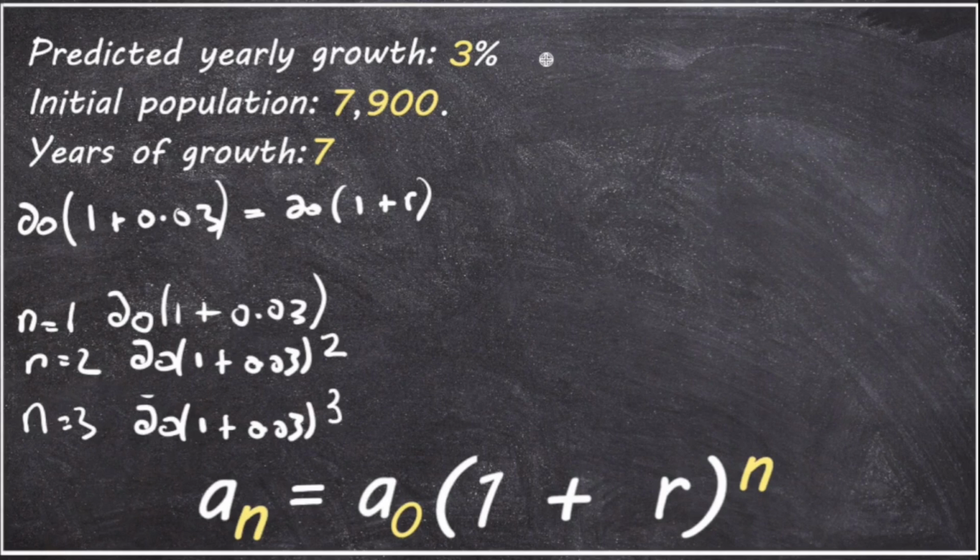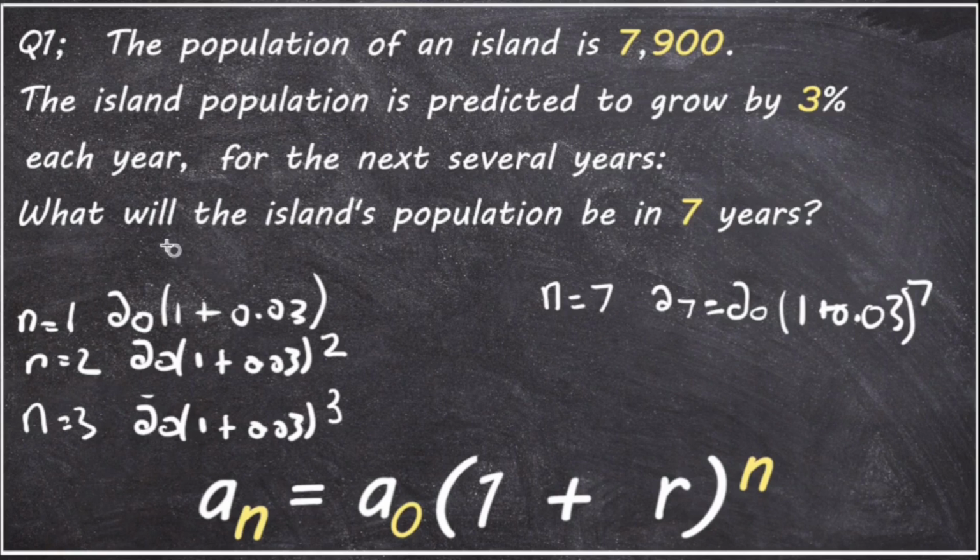And so that must mean that after 7 years of growth, when n equals 7, the population, which will be a sub 7, must be equal to a sub 0, which is the initial population, multiplied by 1 plus 0.03 to the power of 7. And now you'd be in a position to answer what will the island's population be after 7 years. If you plug all the values into the calculator, you get that after 7 years, the population of the island will be 9,716.